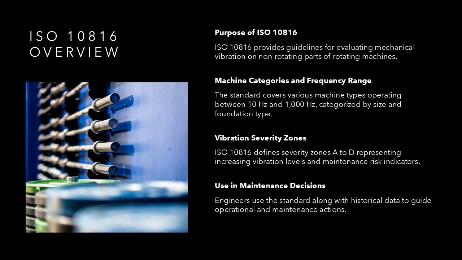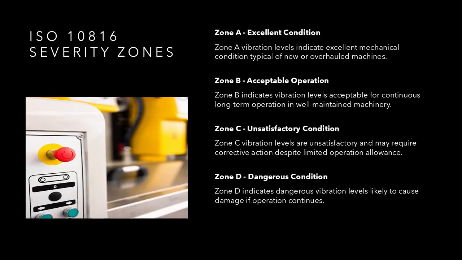These zones are not fault diagnostics but rather condition indicators intended to guide operational and maintenance decisions. Engineers use ISO 10816 as a baseline reference, often supplementing it with historical data and manufacturer recommendations to refine alarm limits for specific applications. This slide explains the meaning of the four vibration severity zones defined by ISO 10816.